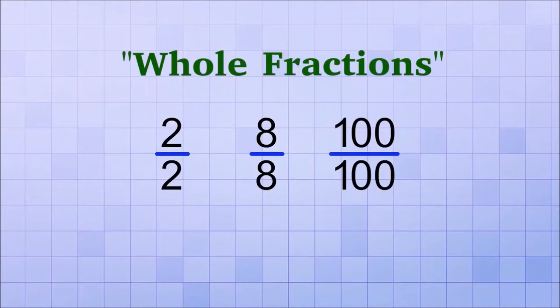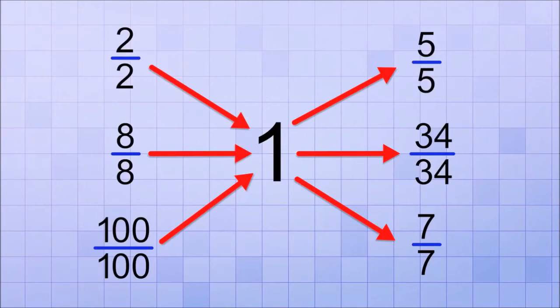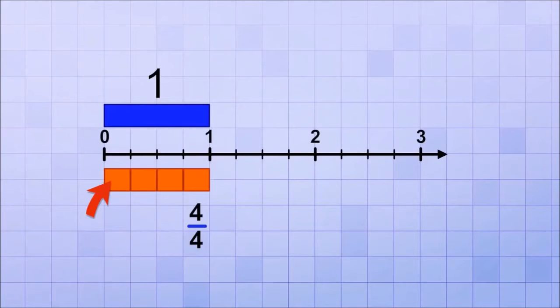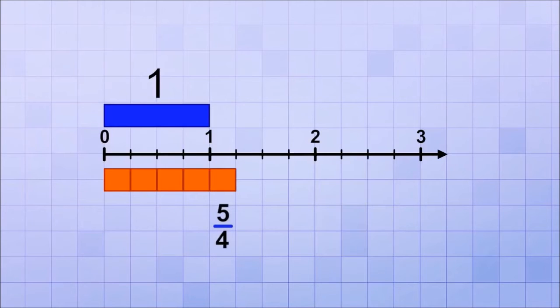Since all whole fractions equal 1, you can replace any whole fraction with 1. And you can replace 1 with any whole fraction. And you can see how that works on our number line. The 4/4 all combine to cover the same distance as 1. The fraction 4 over 4 is equivalent to 1, and vice versa. But now, what if we get a little crazy and add one more fourth? Now we have 5/4, and we've gone past 1 on the number line.